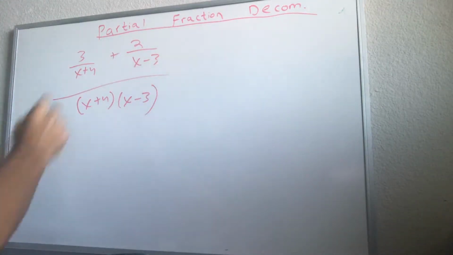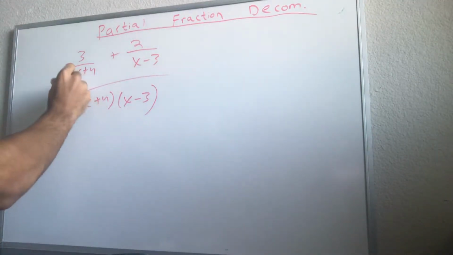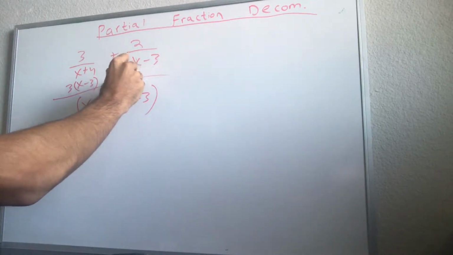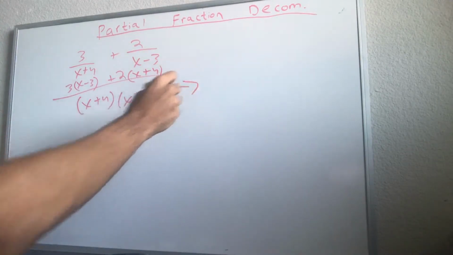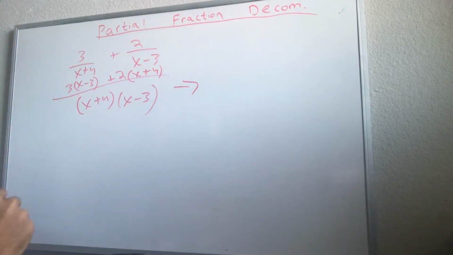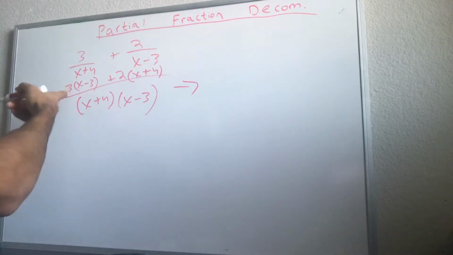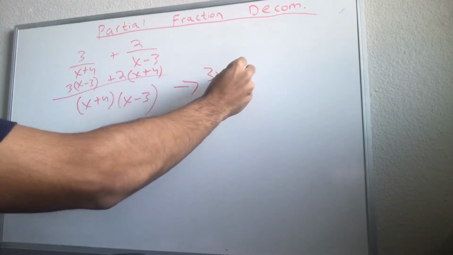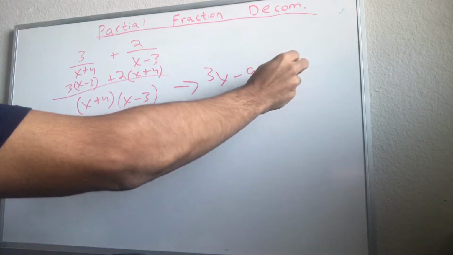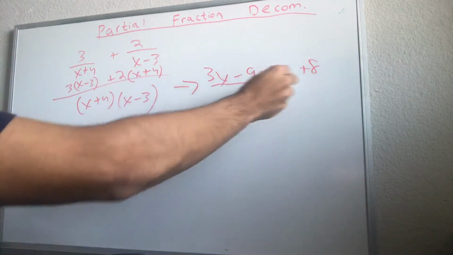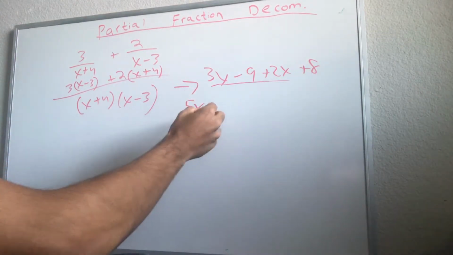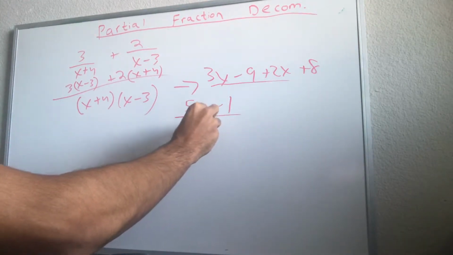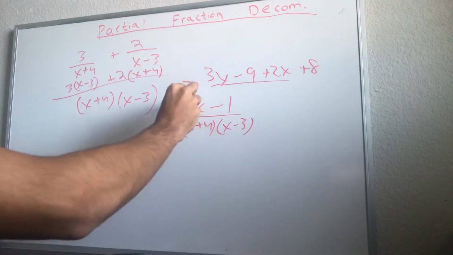And looking at this, we know that the numerator 3 has to be multiplied by x minus 3. And then we have plus 2 times x plus 4. Right? And then we can solve this. We can distribute these coefficients, or you could just use the distributive property here, and you get 3x minus 9 plus 2x plus 8. Combining the like terms, this is 5x minus 1 divided by x plus 4 times x minus 3. So this is your answer here, right?